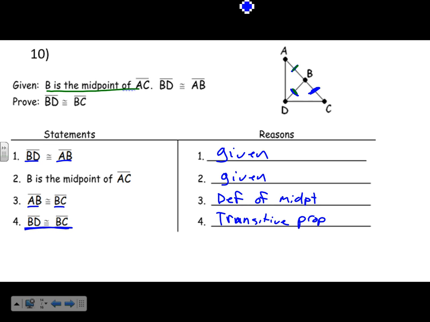And you're going to have some of these here not too long where it's the definition, because that's what it is. How do we know they're congruent? Well, because that's the definition of a midpoint. You told us it was the midpoint. By definition, they have to be congruent.